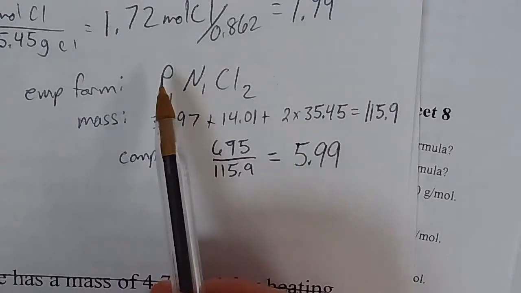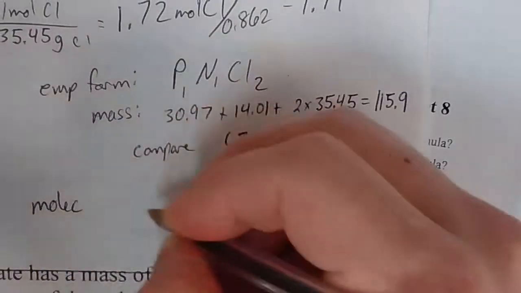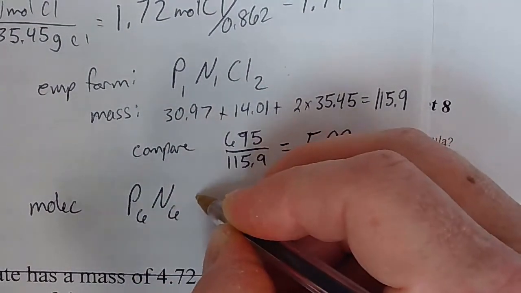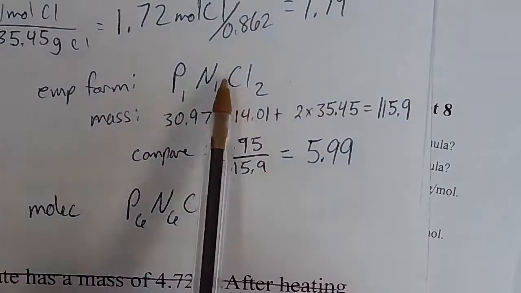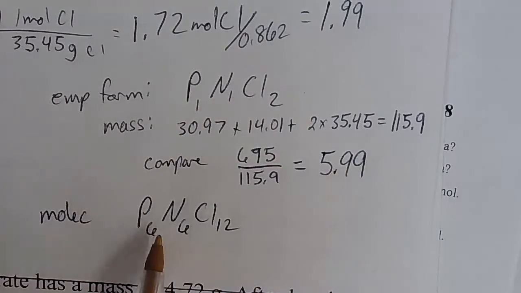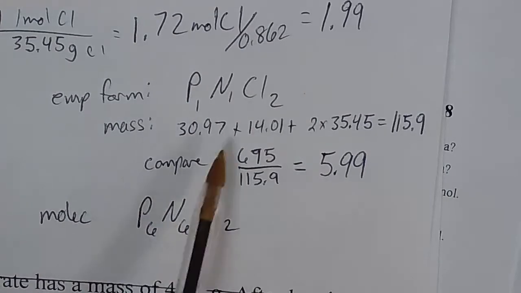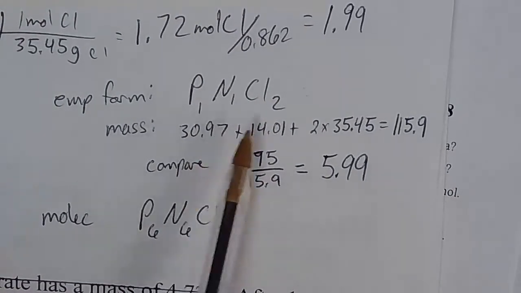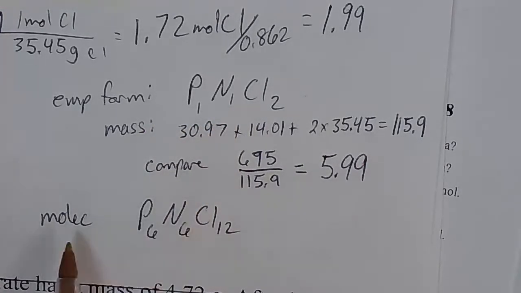So how many P's, N's, and Cl's should I have in the molecular formula? P6, N6, Cl12. So basically all I did is I multiplied the empirical formula by that number to get the molecular formula. Okay. So this is basically one extra step. I mean, it's kind of maybe 2 because you have to add up the mass first, but it's basically one extra step.